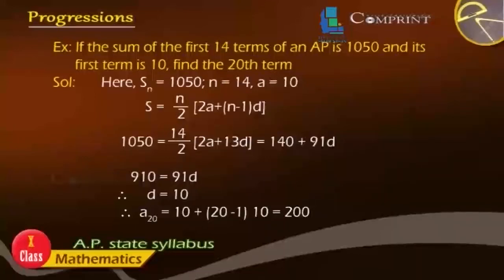1050 = 14/2 × (2a + 13d) = 140 + 91d. 910 = 91d, d = 10. Therefore, a20 = 10 + (20 - 1) × 10 = 200.